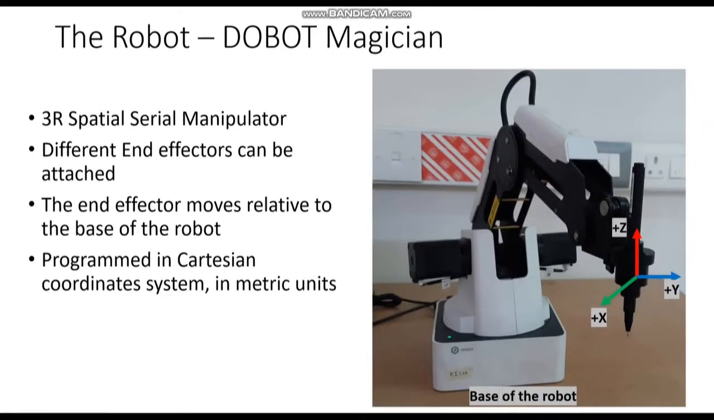The robot used in our experiments is a spatial serial manipulator with 3 revolute joints. It is of make Dobot Magician. Different end effectors can be attached to perform different tasks. The end effector moves relative to the base of the robot. The robot has been programmed in the Cartesian coordinate system in metric units.